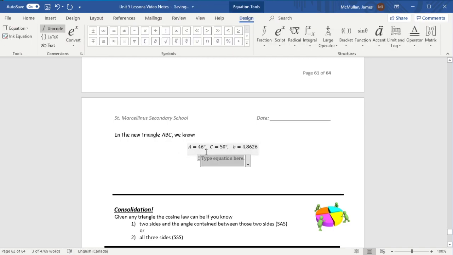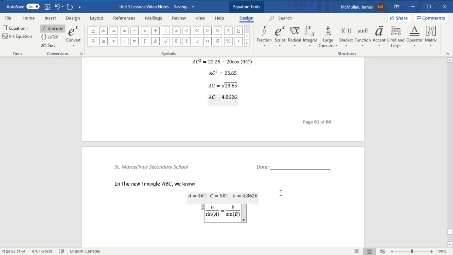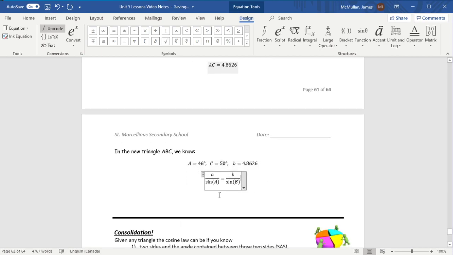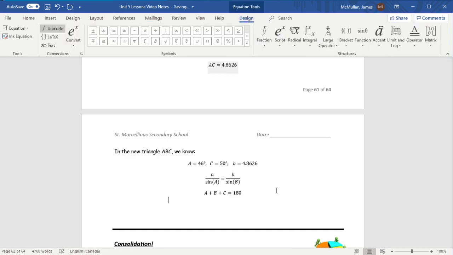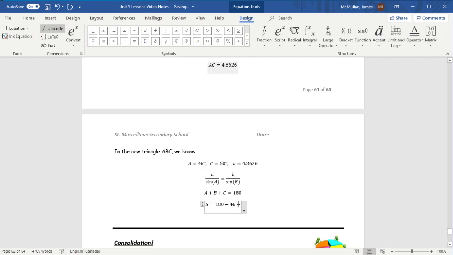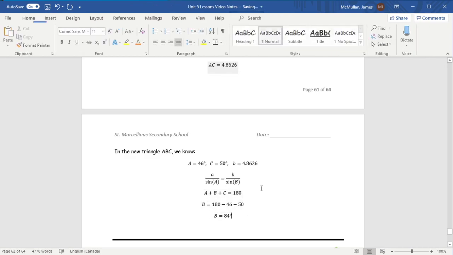To do the sine law, what we want here is side A, right? So we go A over sine A equals B over sine B. Now the problem here is that we don't know capital B, but of course it doesn't take much thinking to get B, because we know A plus B plus C is 180, and therefore B is 180 minus 46 minus 50, and therefore B is 84. Because that makes 96, just 6 more than 90, so we need to be 6 less than 90, and we get 84. So we can figure this out now.